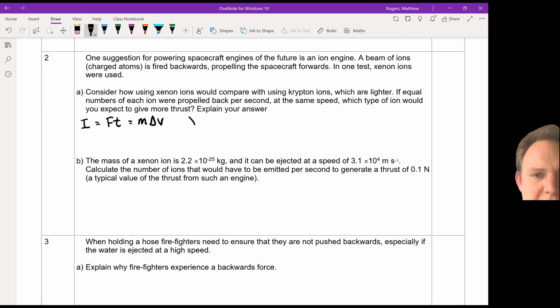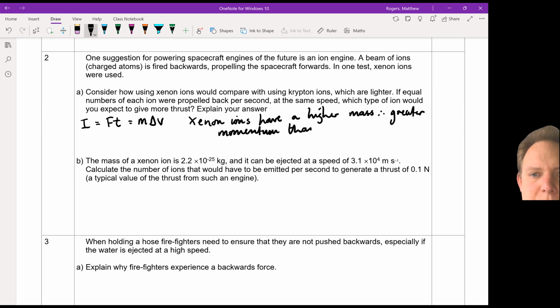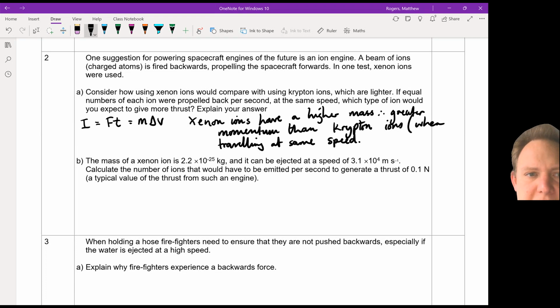So the xenon ions have a higher mass and therefore a greater momentum than the krypton ions when traveling at the same speed, which of course it says they are here. It says traveling at the same speed.